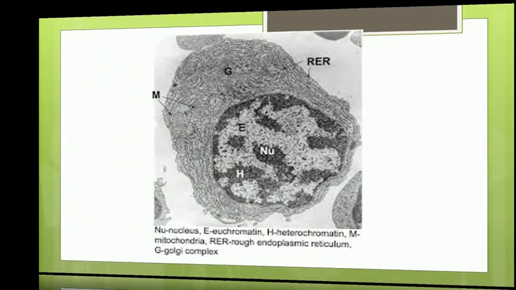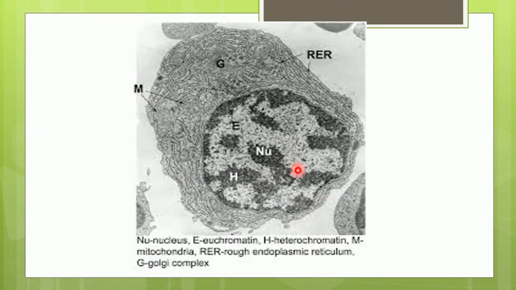Now this picture is an electron micrograph, which means it is taken from the electron microscope. You could see the central circular area is called the nucleus, and to this you will find the network-like structure which is called the endoplasmic reticulum.